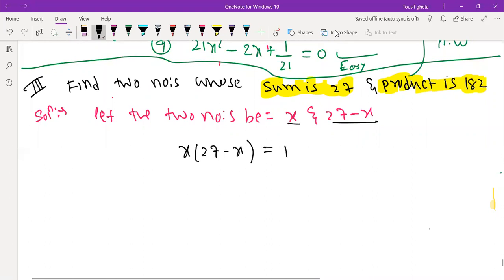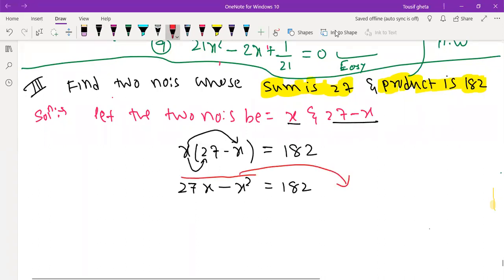This is the product. So multiply 27 into x, 27x. x into x will give minus x square, equal to 182. Finally, take this whole equation to this side. So minus x square will become plus x square minus 27x, and 182 was on the right hand side, so plus 182. Now you know the next step is factorization.